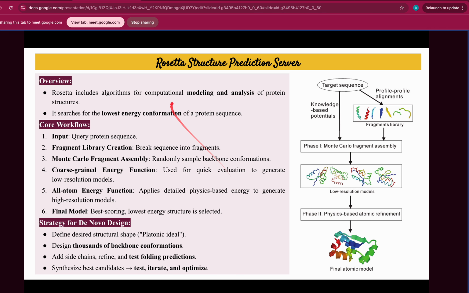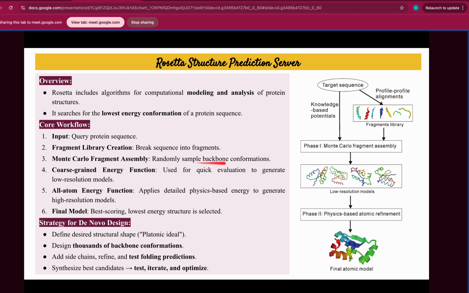Now next is the Rosetta structure prediction server. It includes algorithms for computational modeling and analysis of protein structures, and it also searches for the lowest energy conformation of a protein sequence. So its workflow is that you have an input query sequence. Now you create a library of different fragments, which is profile alignment based. Now from them you go for the Monte Carlo fragment assembly.